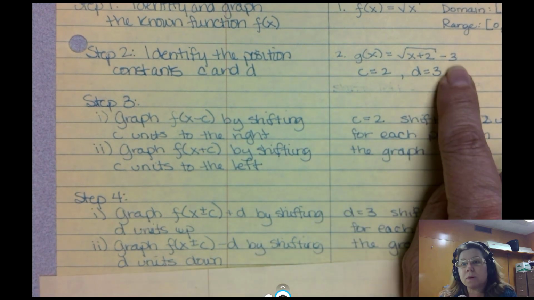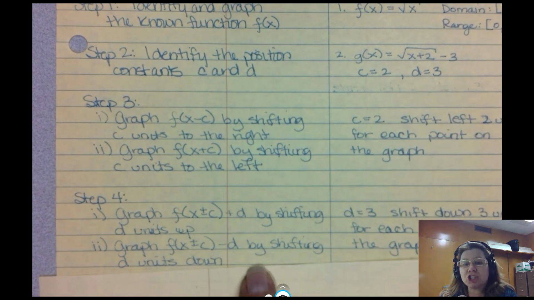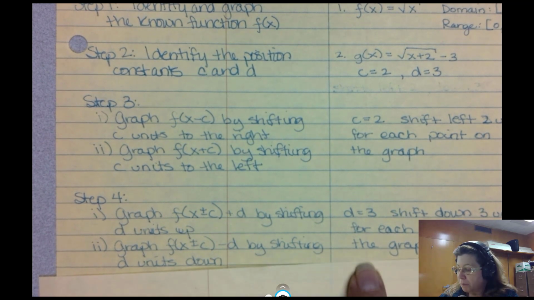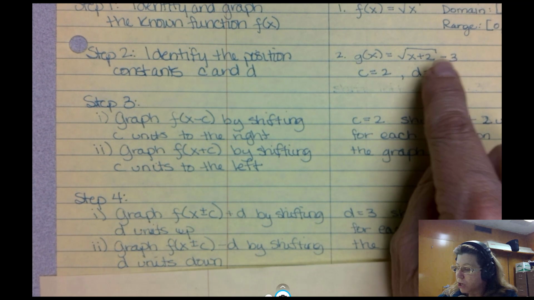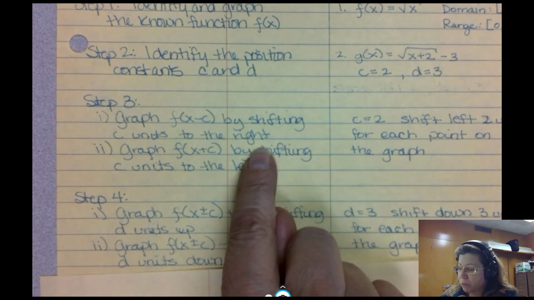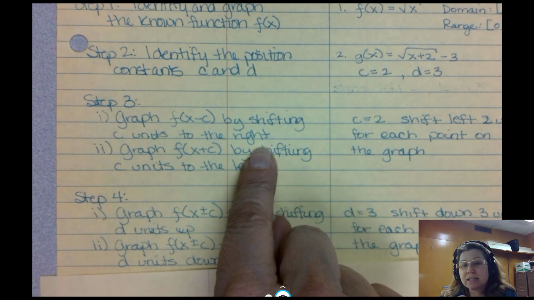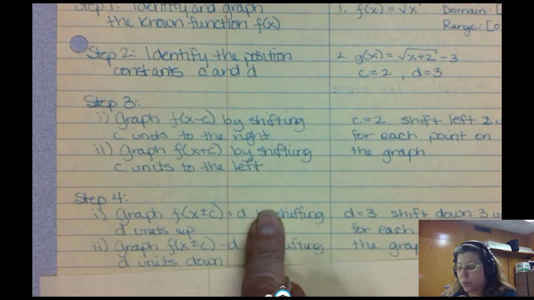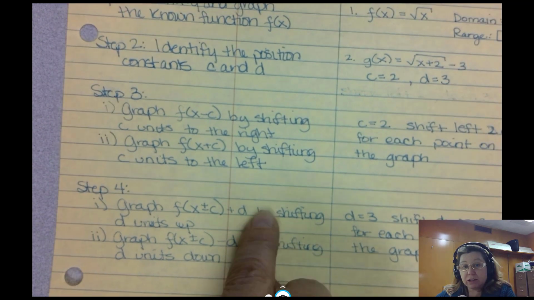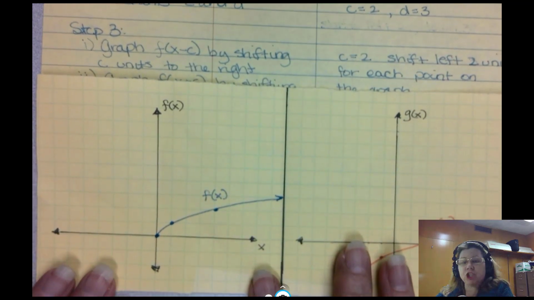In this case, we're minus d, so that's going to shift d units down. We're going to shift 2 units to the left, so anything that's sitting right here is immediately going to be moved to the left. And with the d, we're also going to shift it down 3. So let's take a look at what that ultimately looks like, f and g.